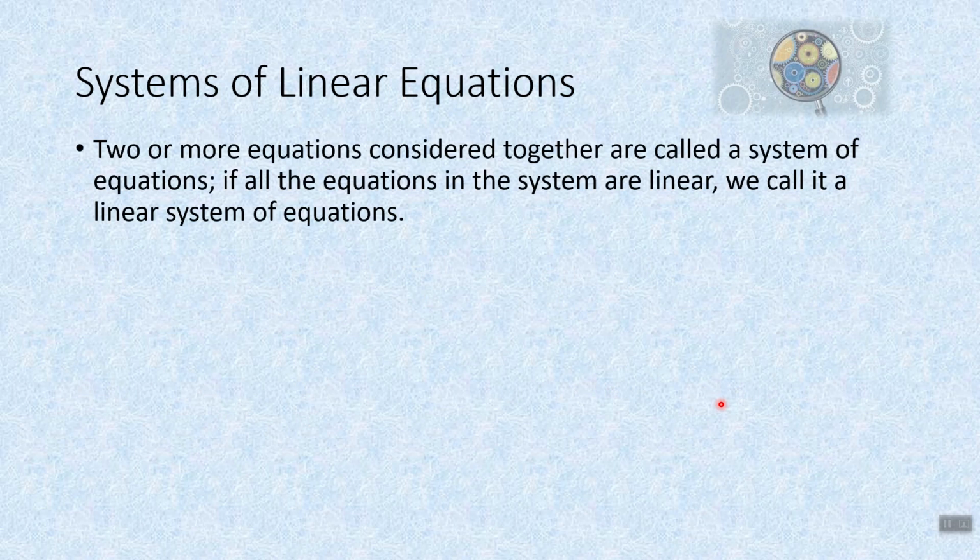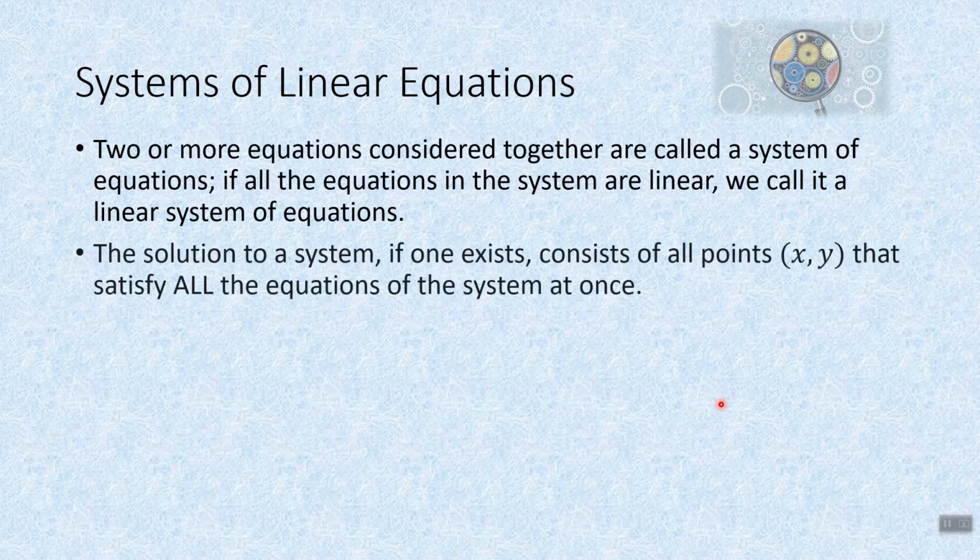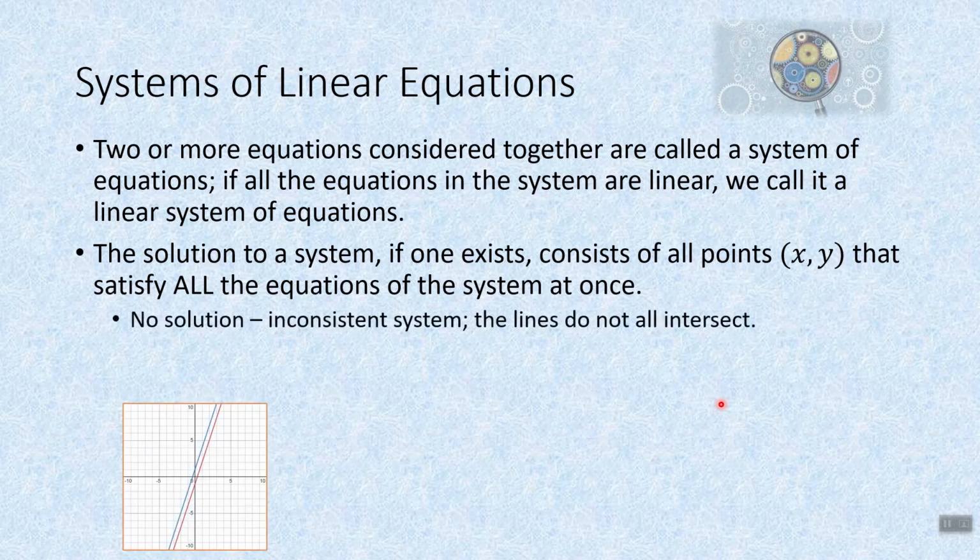Systems of linear equations: when two or more equations are considered together, it's called a system of equations. And if all the equations in the system are linear, we call it a linear system of equations. Mathematicians like to be very straightforward in what they're describing. The solution to a system, if one exists, consists of all points x, y that satisfy all the equations of the system at once. Now, there are three different types of solutions we might have, and the first is actually no solution.